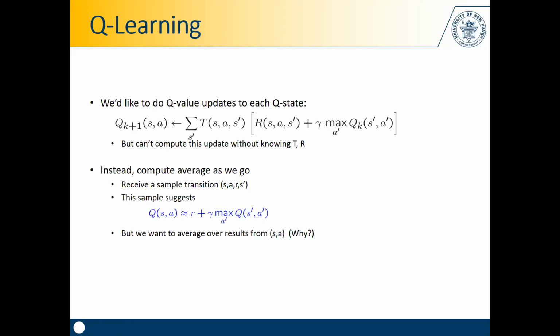Any guesses? Venkatesh? For the next transition calculation? Yes, but why do we want to calculate an average for SNA? Best value of Q.